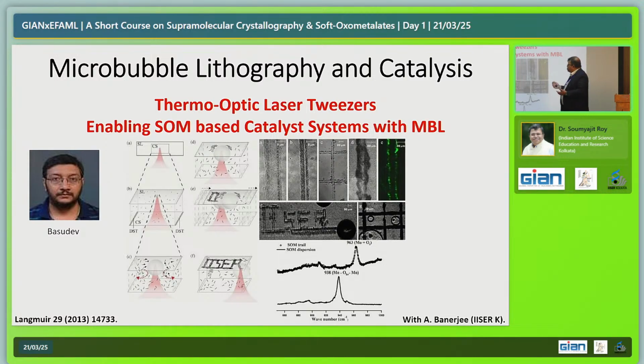But then this was what we saw, and with this transition Basudev was able to write patterns, and with this we wrote patterns like IISER. You can read it. That is the name of our institution. And now, as I said, we can write any kind of pattern, whatever we want to write. We were also able to put some other units like fluorescent molecules in there. We put carbon nanotubes in there. We were able to pattern all these together with the SOMs.